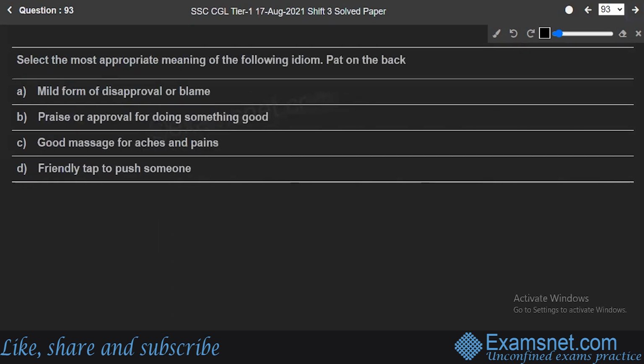Hope you're clear. Next, question number 93. You have to select the most appropriate meaning of the given idiom. The idiom is pat on the back, and the options are mild form of disapproval or blame, praise or approval for doing something good, good massage for aches and pains, or friendly tap or to push someone. Well, the correct answer to the question is praise or approval for doing something good. Pat on the back means it's a show of praise or approval.